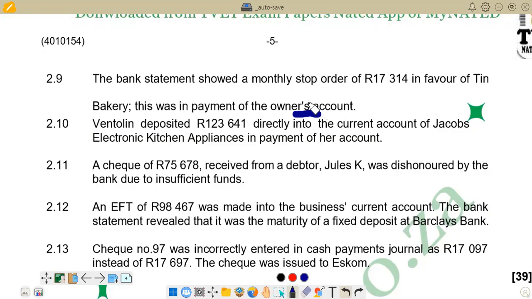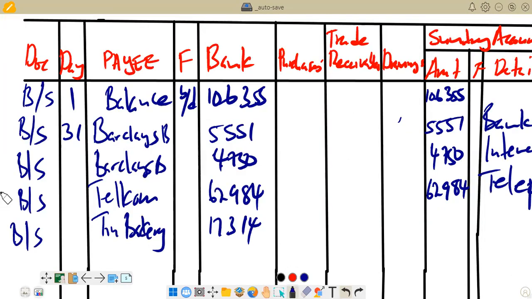So whenever money is taken or payments are made for own personal use, for personal payments by the owner, we call them drawings. So this is giving us a hint that they are drawings. So we've got a column for drawings there. So we are going to put it under the column for drawings, 17,314. So when we have put it under one of these three columns, it means there's no need for us to post it under sundry accounts. We've completed the entries there. So we can go to the next one and see what we have.